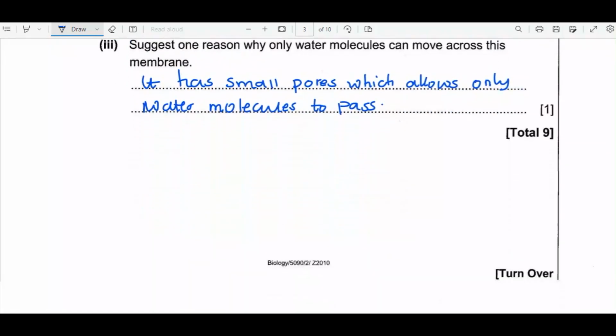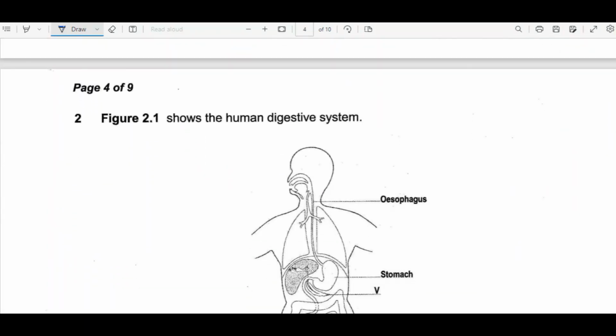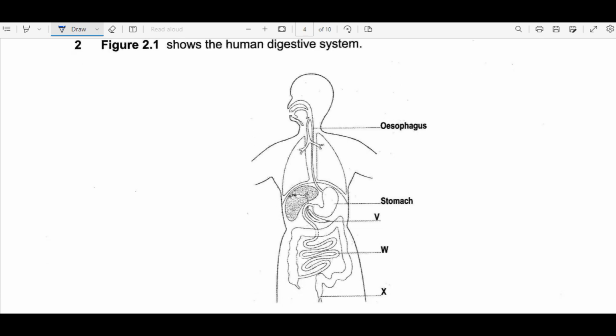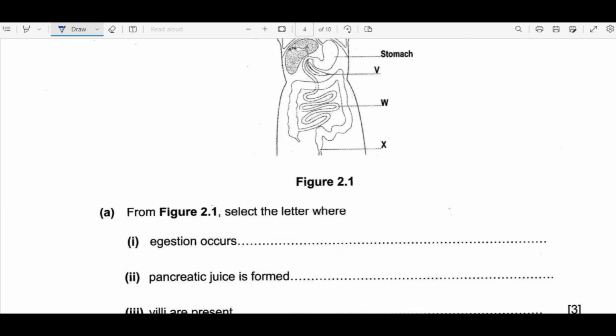Okay, so we move on to question 2. Figure 2.1 shows the human digestive system, and digestion is just the process by which large molecules of food are broken down into simpler ones. So we have the esophagus, stomach, structures V, W, and X. So we have question A. From figure 2.1, select the letter where egestion occurs.